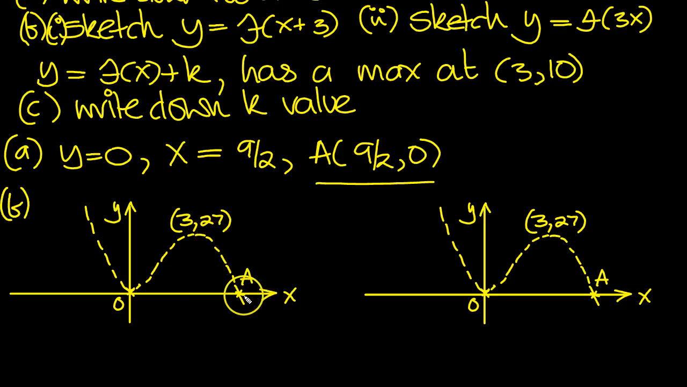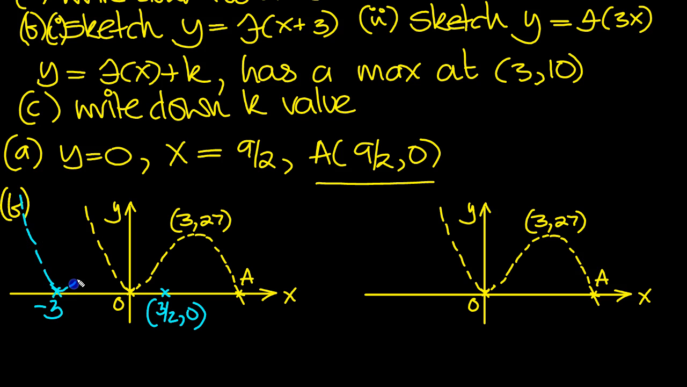This is f of x, and this was the coordinate 9 over 2, 0, the coordinate A. So for this to be 0, x must equal minus 3. When you put minus 3 in here, you get 0, and f of 0 is 0. So this point's going to be shifted back to here. The 9 over 2 will be shifted back 3 to 3 over 2. 4.5 take 3 is 1.5, which is 3 over 2, and 0. So it's the same curve in essence, but shifted back 3 units.